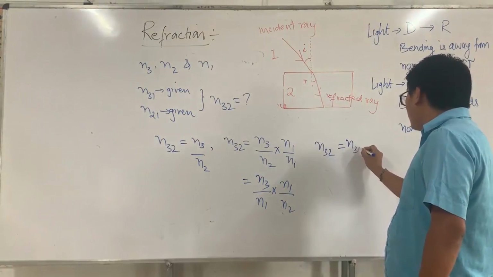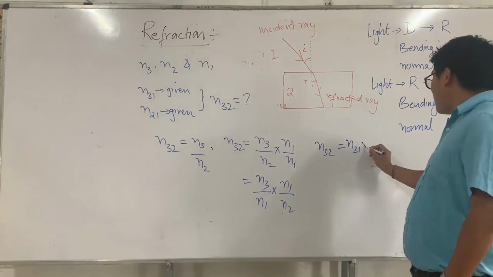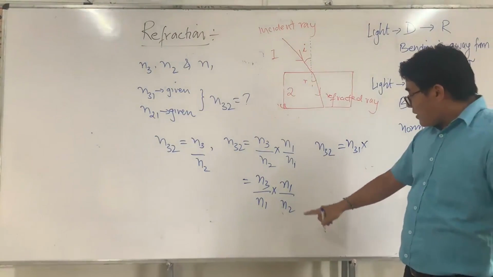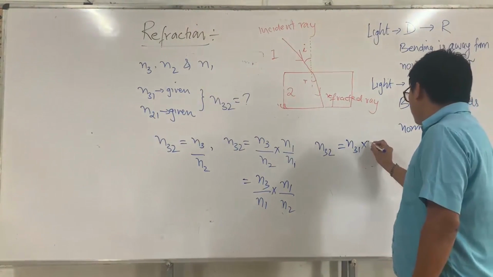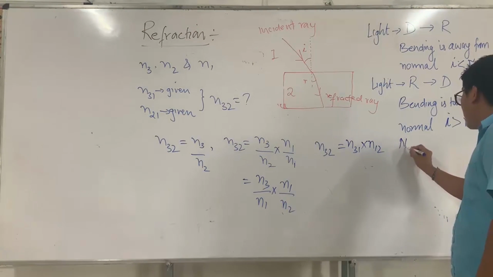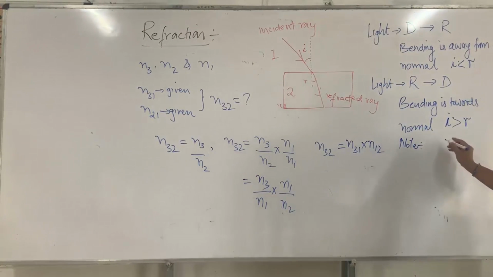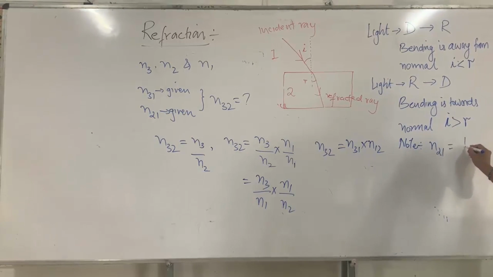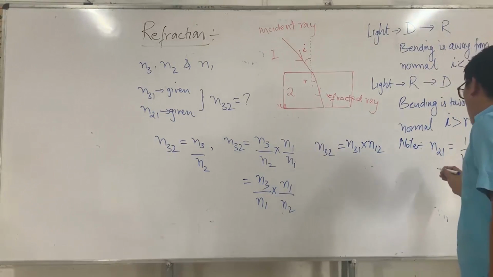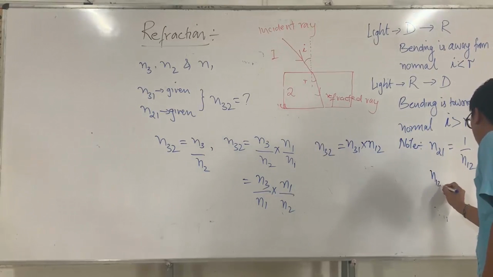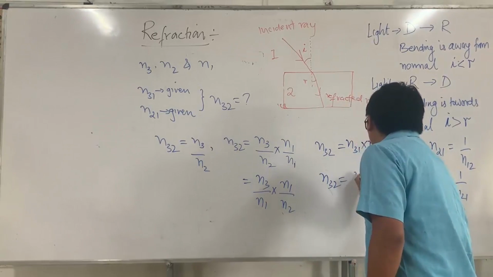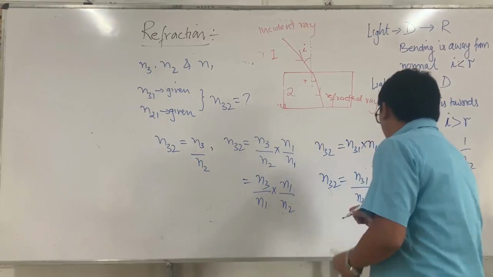the refractive index of the third medium with respect to the first medium, multiplied by N1 divided by N2, the refractive index of the first medium with respect to the second medium. Alright. And then I just put here N21 is equal to 1 over N12. These two are reciprocal. So therefore, N12 is equal to 1 over N21. Alright. So this is what we have. This is the answer.